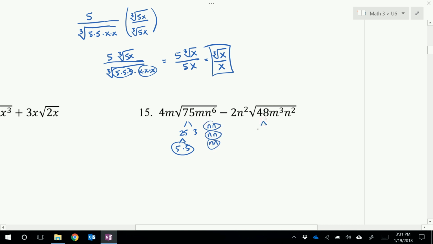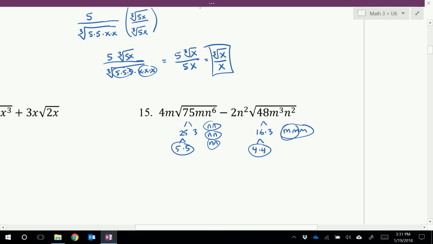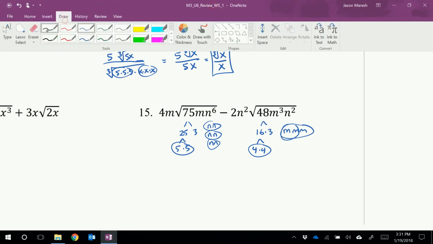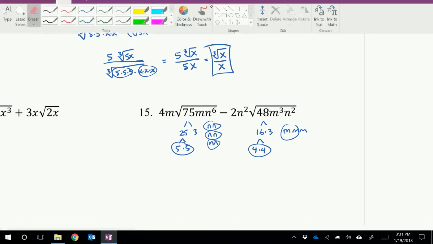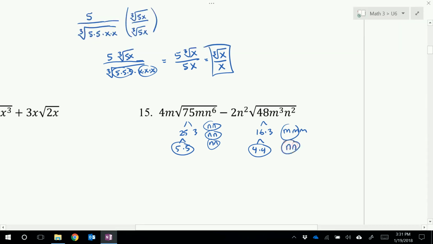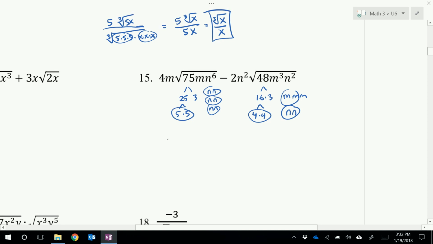48 is 16 times 3. 16 is 4 times 4. We got 3 m's. Oops, we're looking for pairs, not sets of 3. And 2 n's. So our first term, we already had 4m on the outside, and we're pulling out a 5n cubed, and we're left with the square root of 3m.